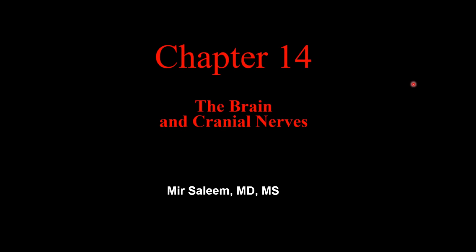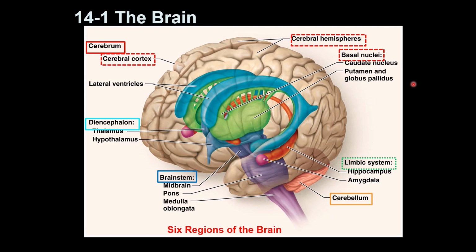Chapter 14 is about the brain and cranial nerves. So this image gives you a general idea about the parts of the brain. The brain has 6 different parts. The first one is called cerebrum, which is this big area that you can see.